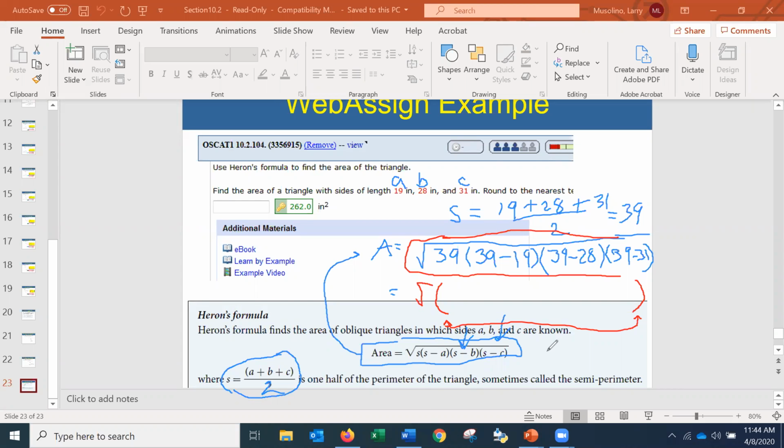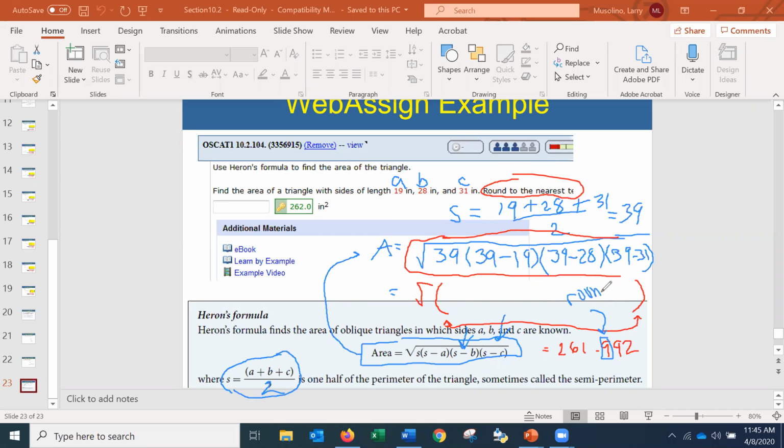When I type this expression in the red box into my calculator, I'm getting the answer 261.992. And this problem said round to the nearest tenth. So this rounding is a little tricky here. If they want me to round to the nearest tenth, that means they want me to round this digit 9. So this digit 9 is what I'm trying to round.